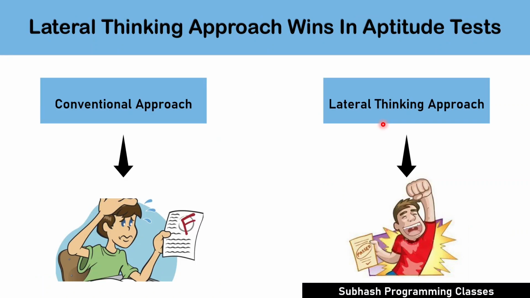The only way to win in aptitude tests is by dropping the conventional approach of solving problems and adopting the lateral thinking methodology. If you can practice solving mathematical problems using the lateral thinking approach, you can crack any aptitude test easily. Lateral thinking or unconventional approaches will help you save time by following certain shortcut methods.